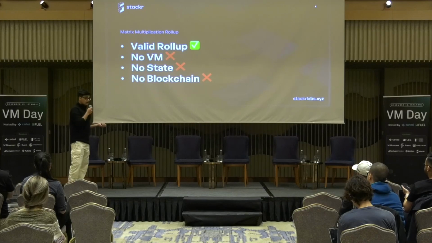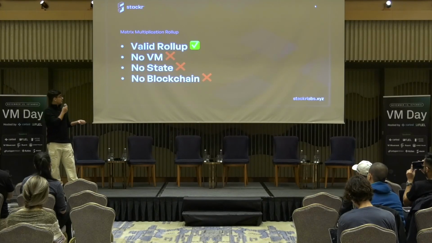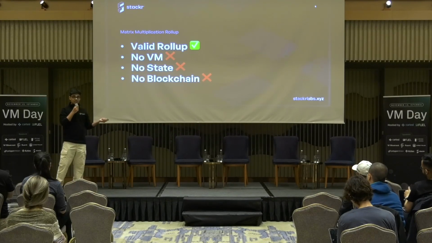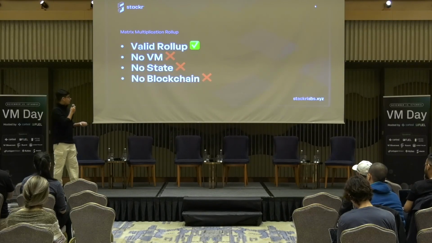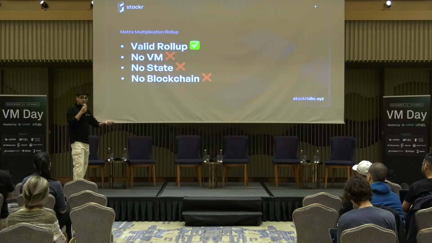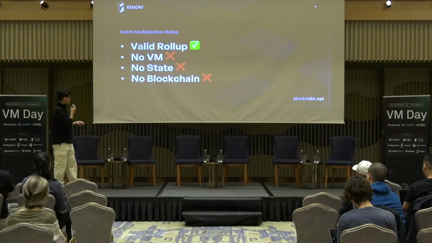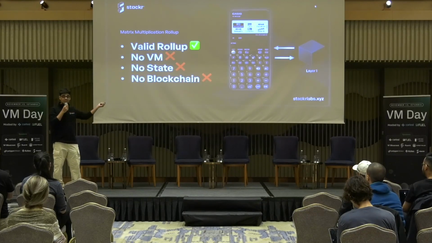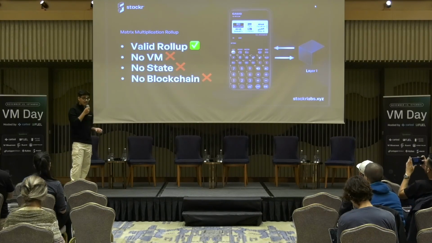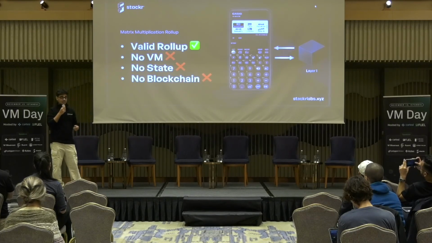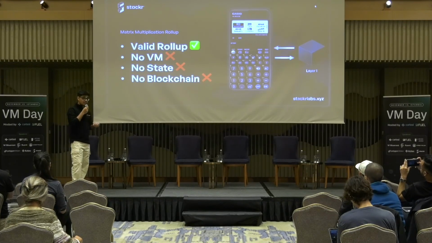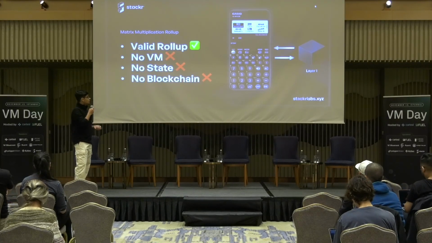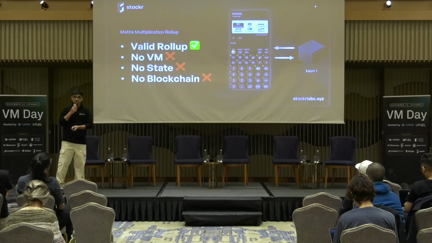So essentially you get a full rollup, which is completely valid. There is no VM because we can do the computation anyhow. There is no state because the matrix multiplication rollup doesn't store anything, and there is no blockchain involved, obviously. So what does that mean? This is a valid rollup, and anyone can do this: just take input from layer 1, multiply some numbers on a calculator, and post the results back. Rollups essentially become a message passing bridge, wherein you just do computation and post that result back on layer 1.